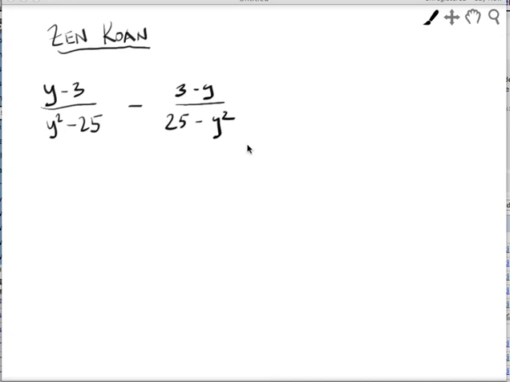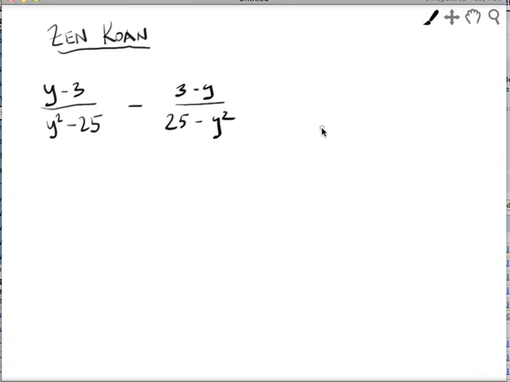The Zen koan, because a koan is a riddle that sort of shocks you into some new realization. The classic one is the sound of one hand clapping. So there's a strange thing about this problem. It's sort of shocking in its symmetry. Notice the tops: we have y minus 3, and then it reversed over here as 3 minus y. Similarly, the bottoms are the same binomial, except they are reversed.